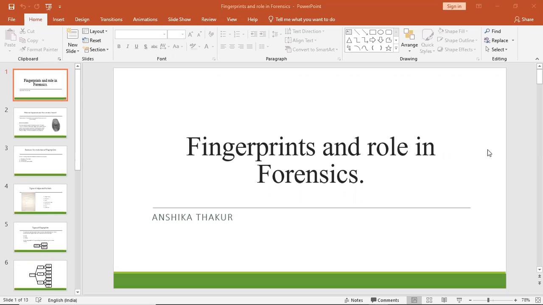Yes, it is. Okay, so good evening, everyone. I'm Anshika, and today I'll be presenting on the topic fingerprints and their role in forensics. So, today we'll be discussing the types of fingerprints, the reason for the occurrence of these fingerprints, and their role in forensics. And we'll also be looking at some other aspects along with these.